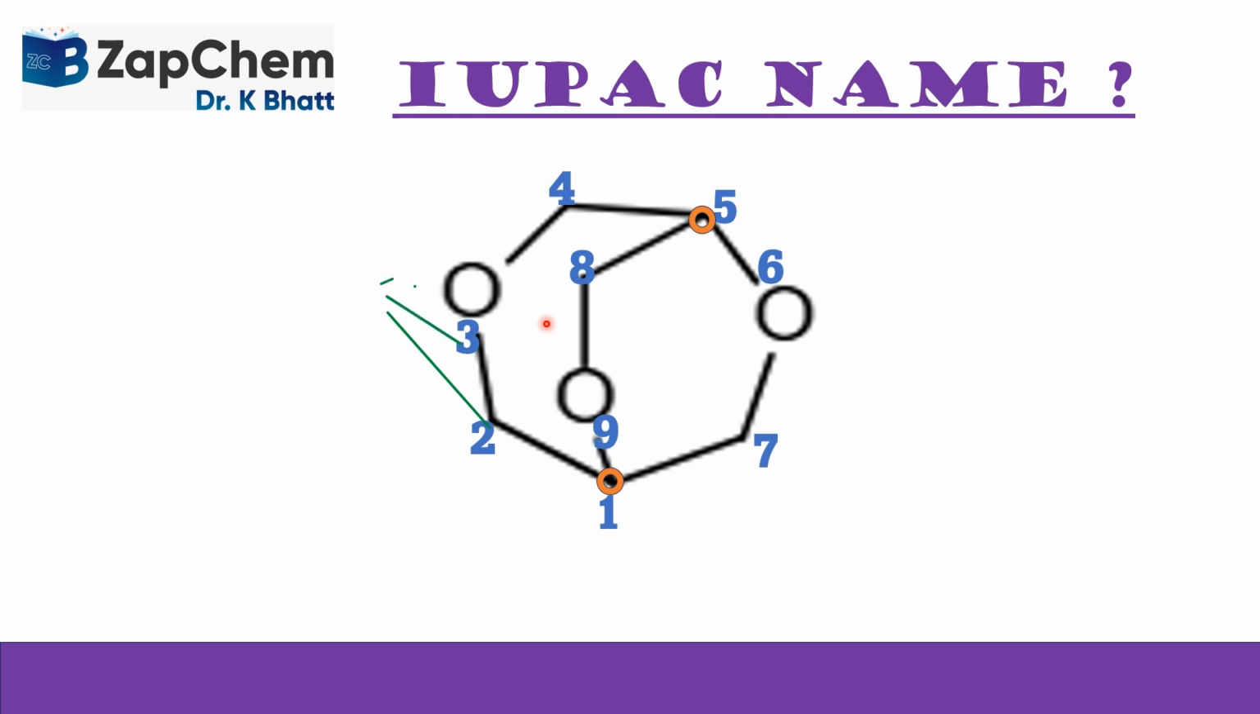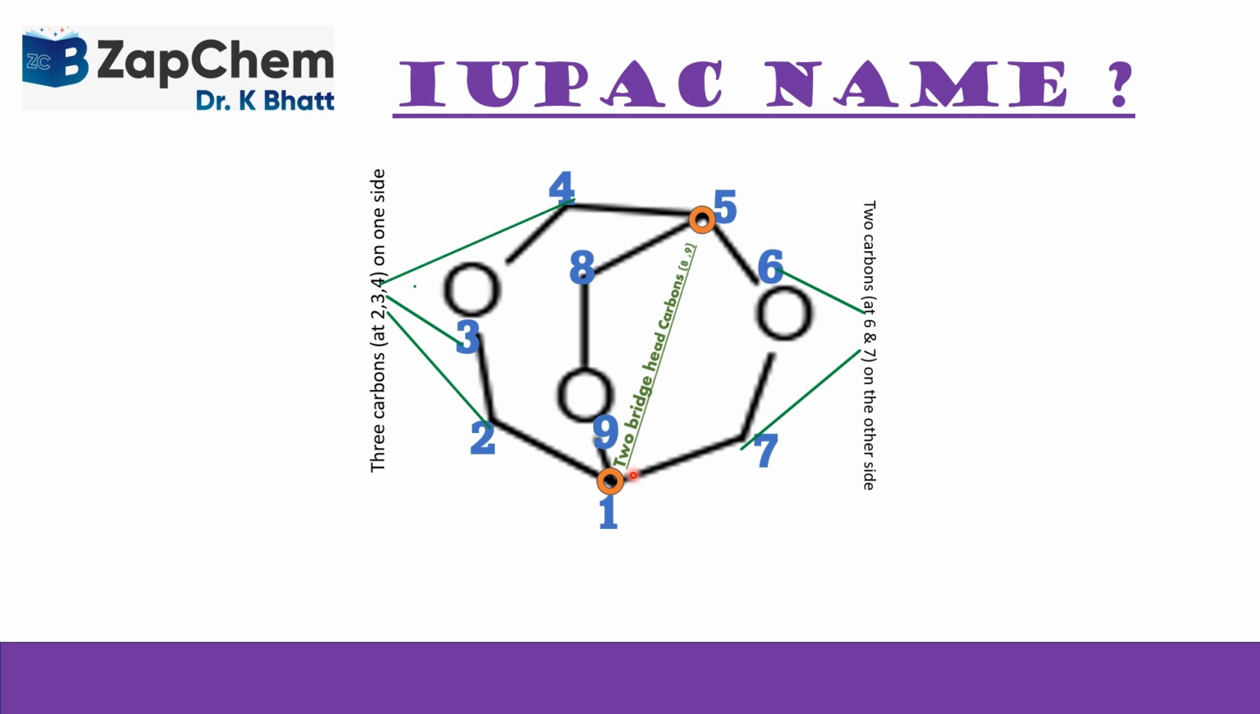So as we find here, there are 3 carbon atoms on one side and 2 carbon atoms on the other side, as shown here. The positions of the carbon atoms on one side are 2, 3, 4, and on the other side they are 6 and 7. And the bridgehead carbon atoms contain 2 carbon atoms. 2 bridgehead carbon atoms are there at position 8 and 9.